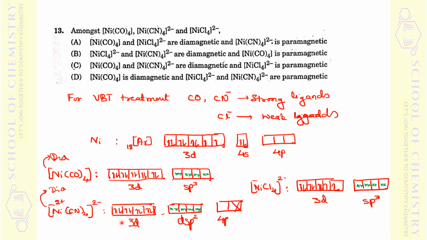Lastly, we are left with [NiCl4]2-. The difference here is that it is Ni2+ in both cases, but here it is cyanide ligand, and here it is chloride ligand.